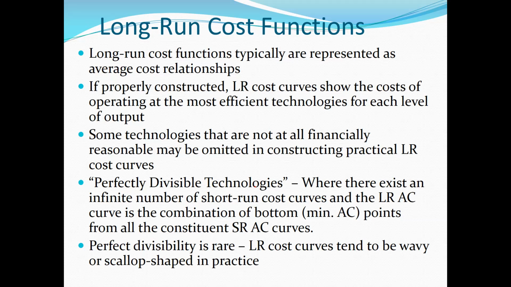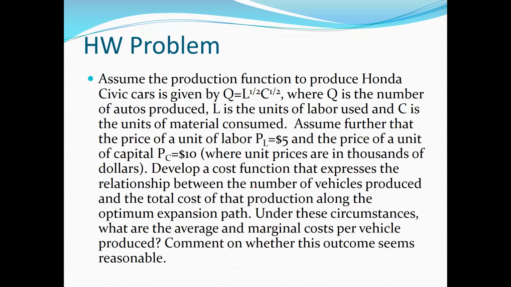With that, I'm going to just show you quickly what your homework problem would look like, and this is related to this lecture. This Q equal to L raised to power half and C raised to power half is your production function. Based on that, you will have to create some isoquants. And then I give you the unit price of labor and capital. Your job is to develop the cost function that expresses the relationship between the number of vehicles produced and the total cost of that production along the optimum expansion path.